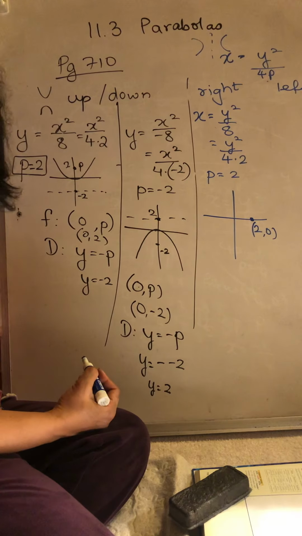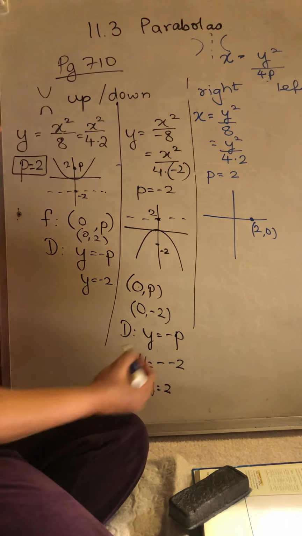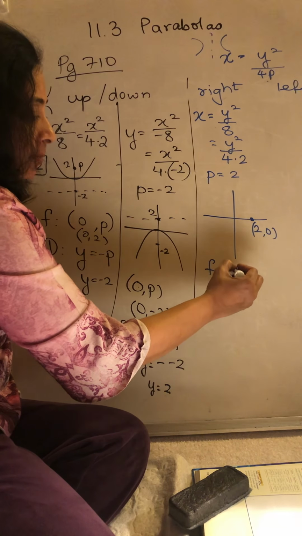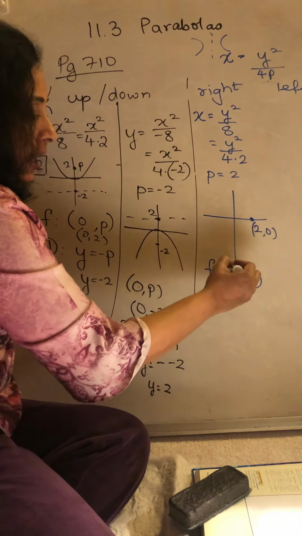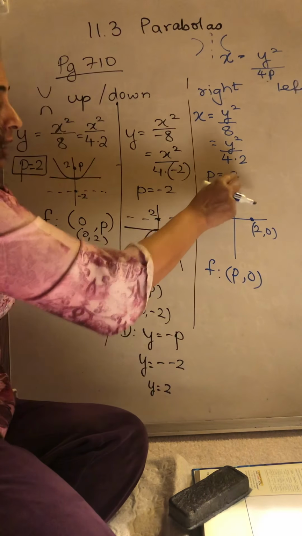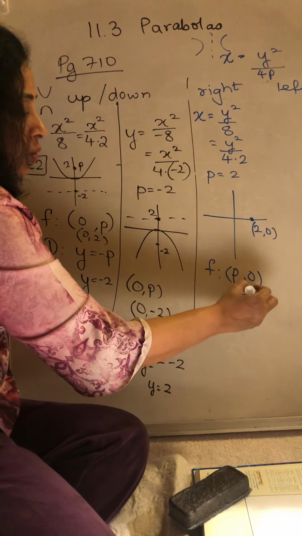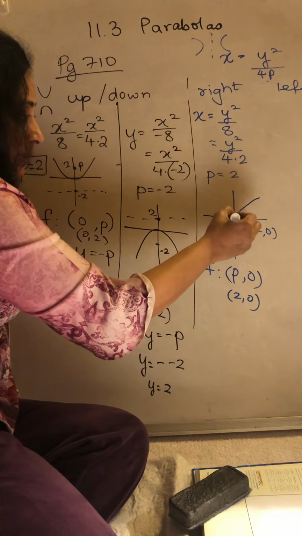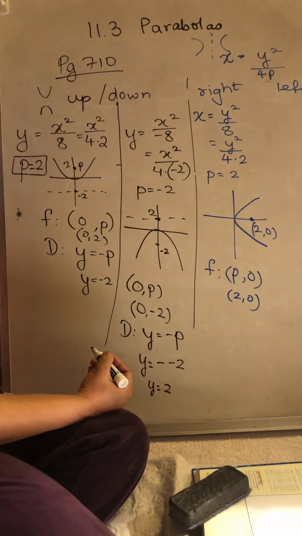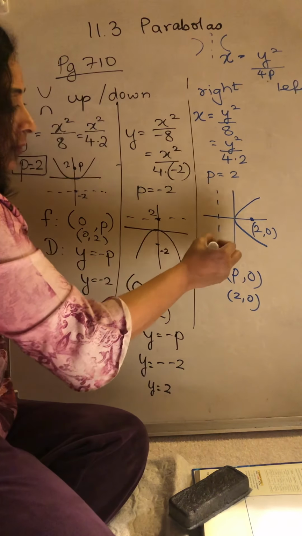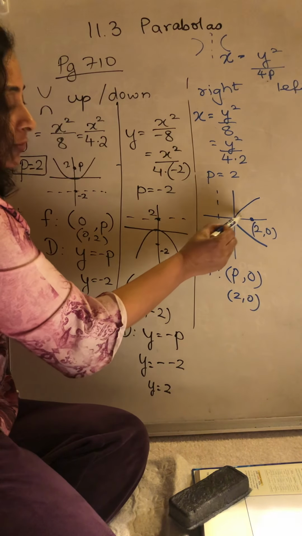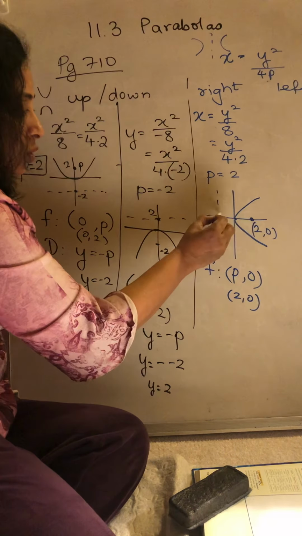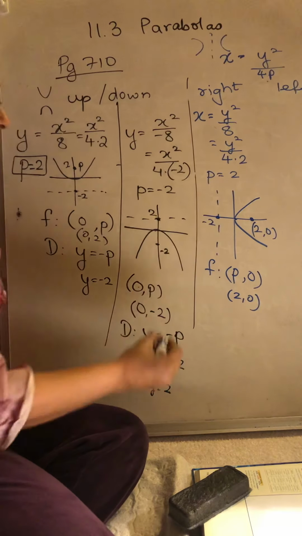On the x-axis, every y-coordinate is 0. So the focus is what? Always it is p, whatever is p, and y is 0. In this case, p is 2, so it's 2, 0. And my parabola is opening right. Where will my directrix be? Same distance from the vertex as the focus. So if this is 2, this will be negative 2.